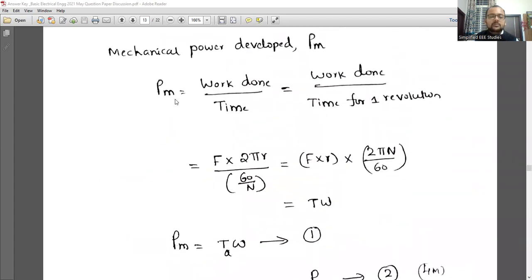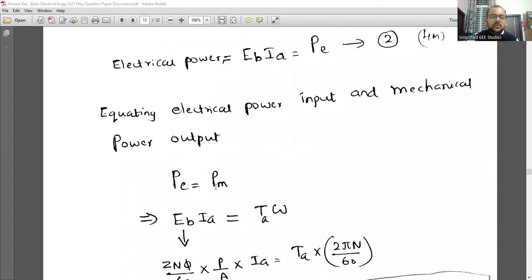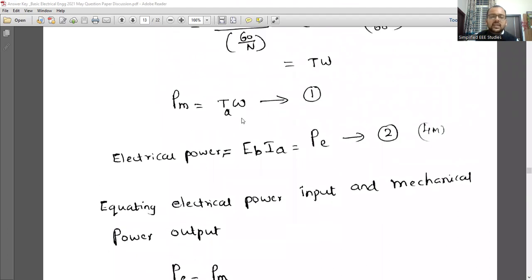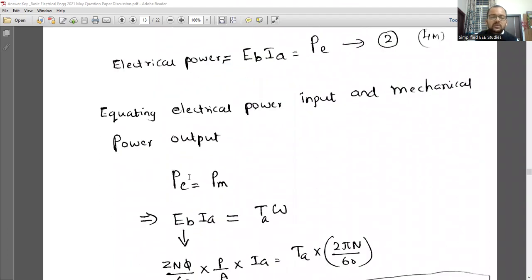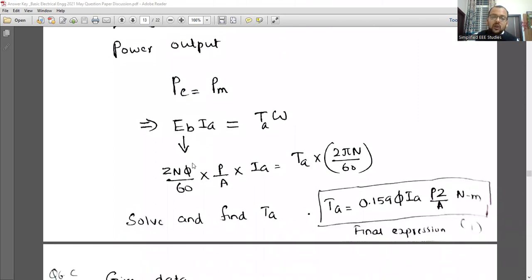What is PE? PE means electrical power. PM means mechanical power. PM is TA into omega, and PE is EB into IA. You already studied that the back EMF can be written as Z into N into phi by 60 into P by A. This is the standard formula of back EMF.